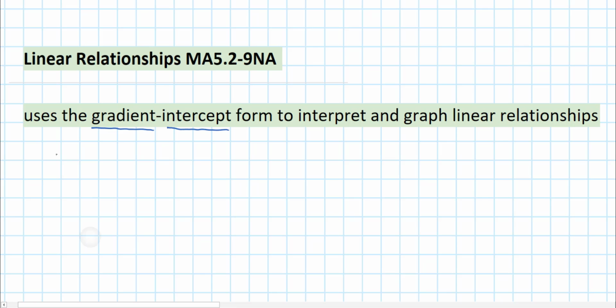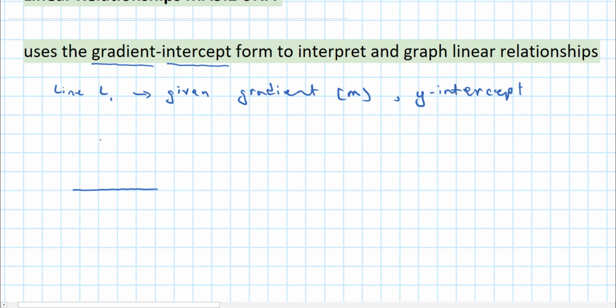intercepts are. So consider a line, let's call it L1, and let's say we have already been given its gradient, and the symbol for gradient we know is m, and also its y-intercept. So that graph could look like, as an example, this. So here's my y-intercept, and we know that gradient is rise over run, so we have some gradient m. And we know for this particular example the gradient is positive because the graph is rising.